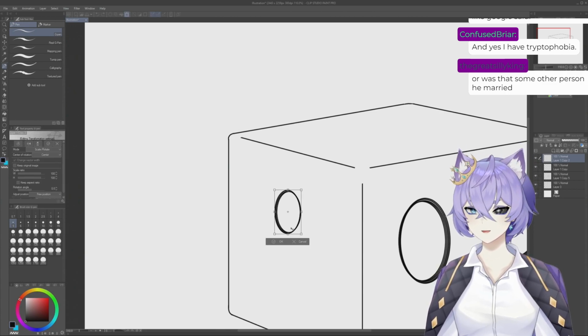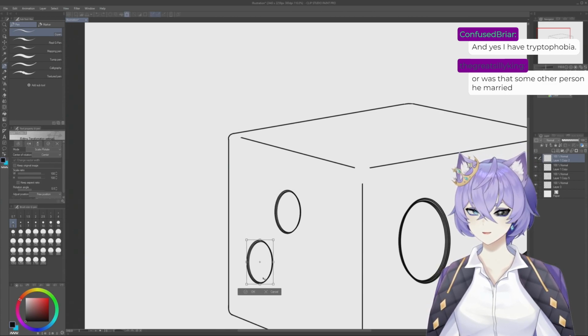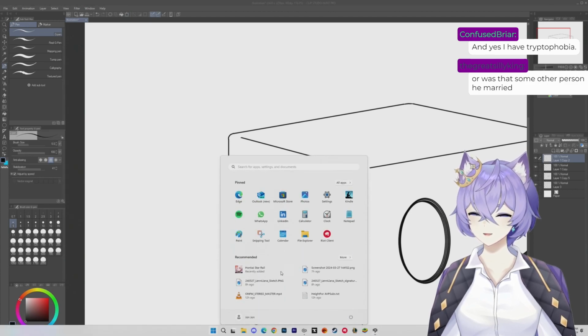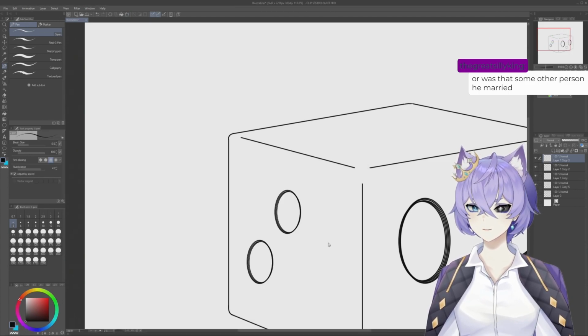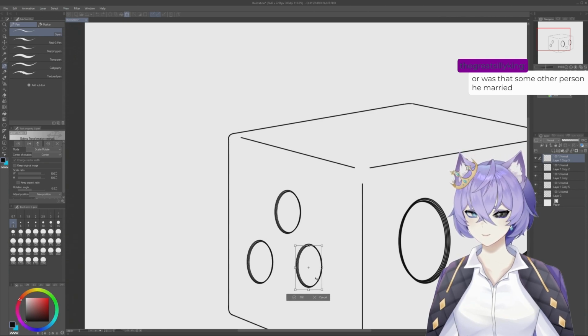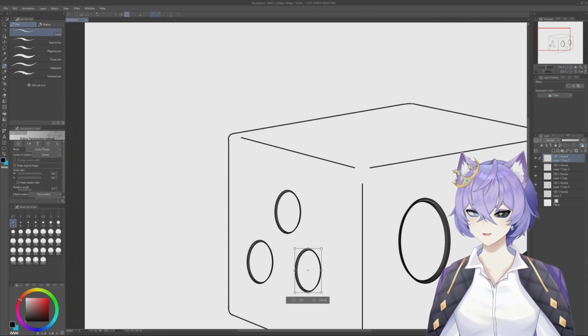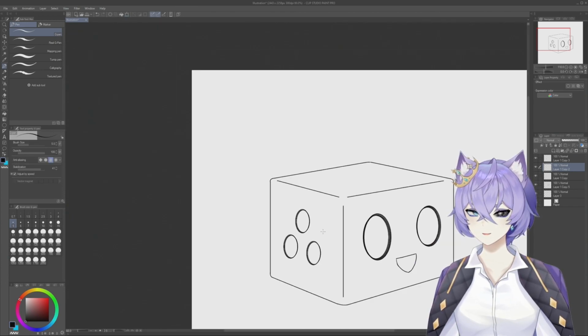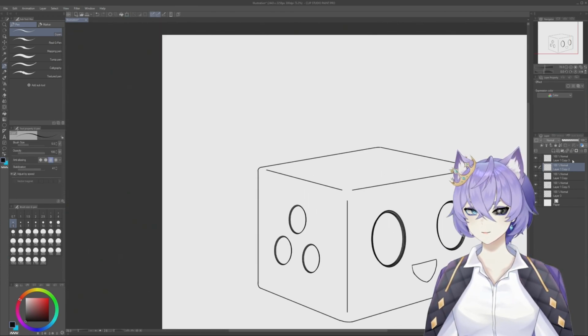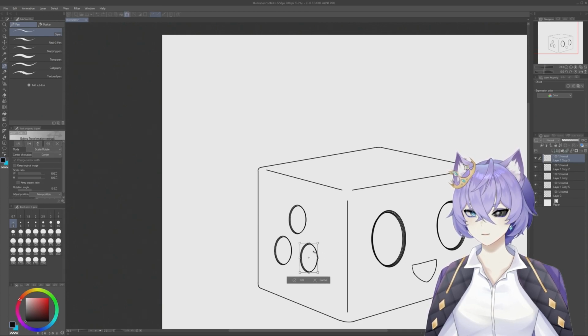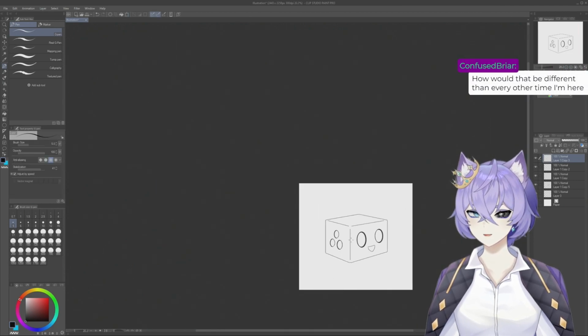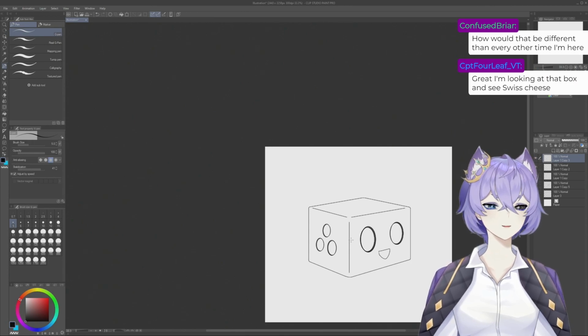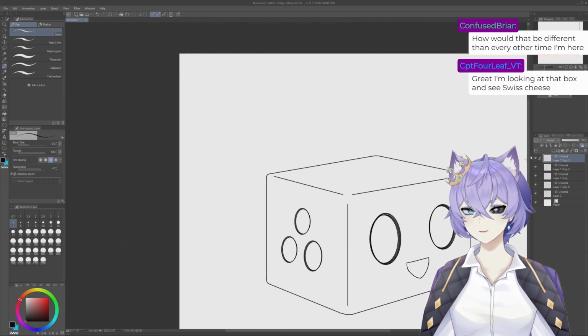Yes, I have tryptophobia. Okay, I'm not gonna lie. This stream might really, really suck for you then. Because there's gonna be lots and lots of holes. Not kind of put close together, but there are gonna be holes. How'd that be different than every other time I'm here? You know what? That's a fair question.